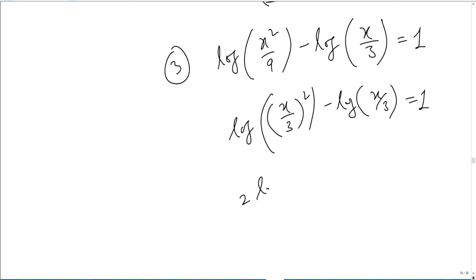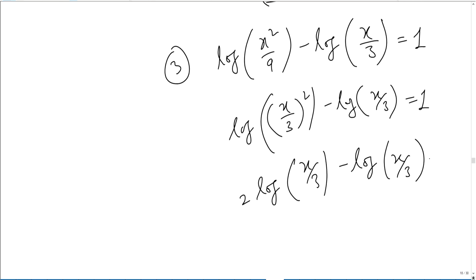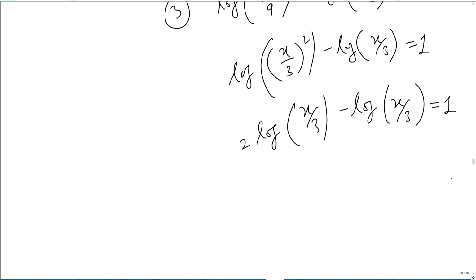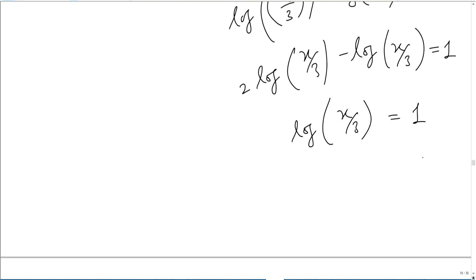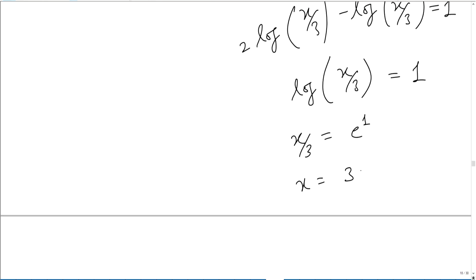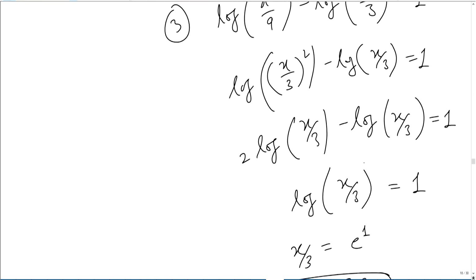This can be rewritten as 2 log x by 3 minus log x by 3 equals 1. One thing you can simply do is, because this is 2 log x by 3 and this is log x by 3, if you subtract, it would just become log x by 3, which is equal to 1. So, x by 3 can be written as e to the power 1, and x is then 3e. So, that is the solution. This is how you can solve equations with logarithms.